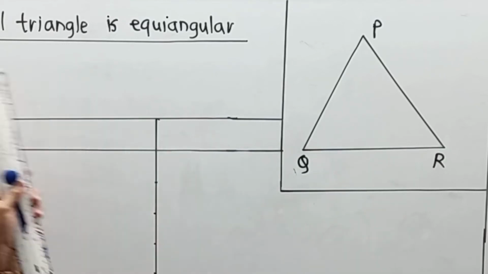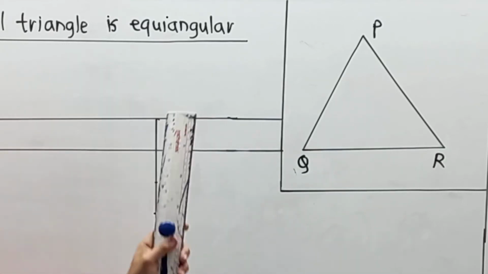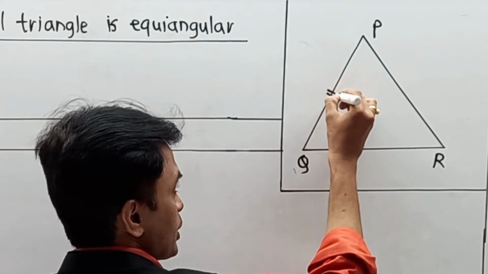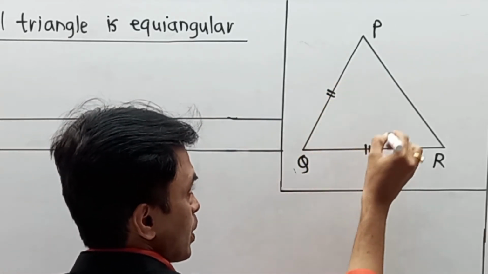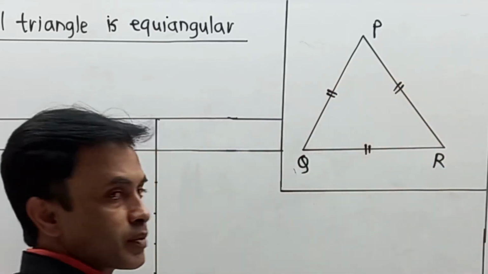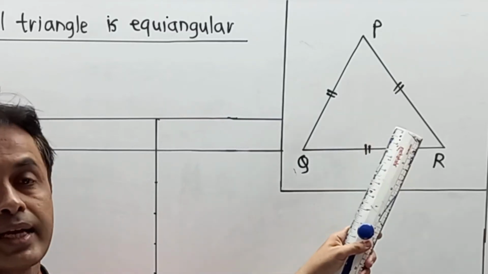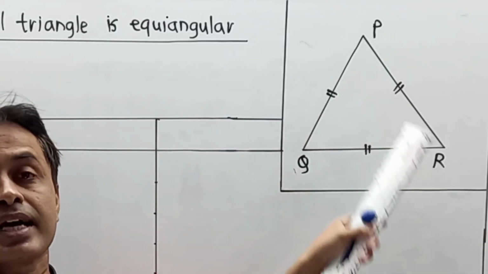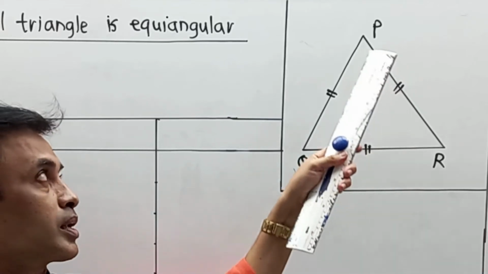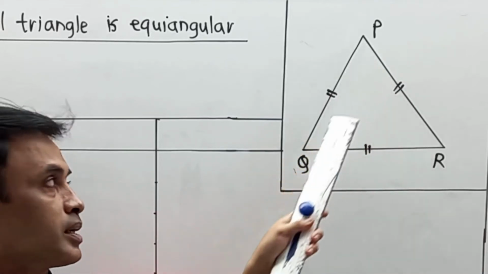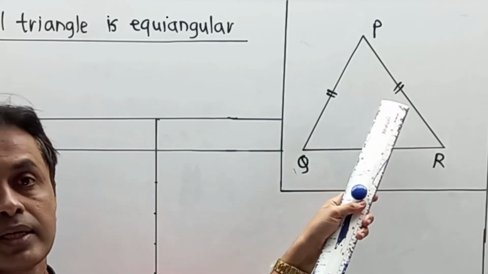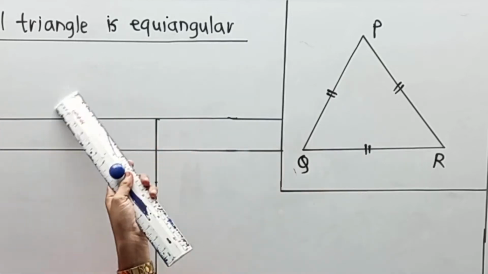They have given the statement an equilateral triangle, which means the sides are equal. They have given PQ is equal to QR is equal to PR. These three sides are equal. Then we have to prove that if the sides are equal, then the angles are also equal, means equiangular. We have to prove angle P is equal to angle Q is equal to angle R. So what the given and to prove will be, I am going to write over here.